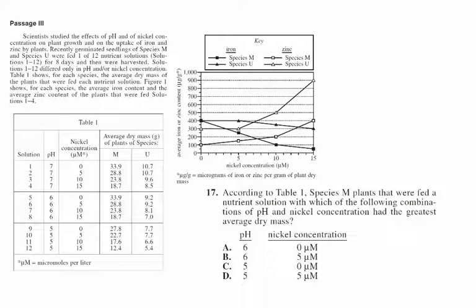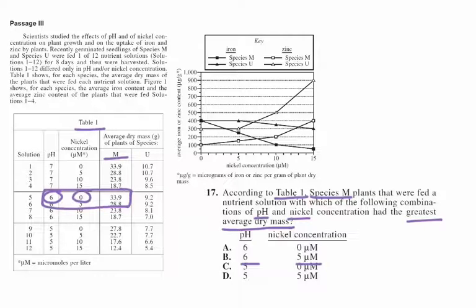According to table 1, species M plants that were fed a nutrient solution with which of the following combinations of pH and nickel concentration had the greatest average dry mass? So we have pH of 6 and micrometers of 5 or 0. So 6 and then 5, 0. So the 6, 5, no, 6, 0. 6, 0 is greater. So we know that choice B is out.